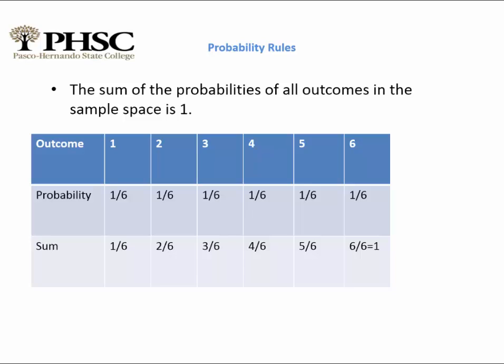So if you look at the last row, basically what we're going to be doing is here's the cumulative frequency, if you will. The probability of getting a 1 is 1 out of 6. The probability of getting a 1 or 2 is 2 out of 6. The probability of getting a 1, 2, or 3 is 3 out of 6. The probability of getting a 1, 2, 3, or 4 is 4 out of 6. All the way to the probability of getting a 1, 2, 3, 4, 5, or 6 is 6 out of 6, which equals 1.